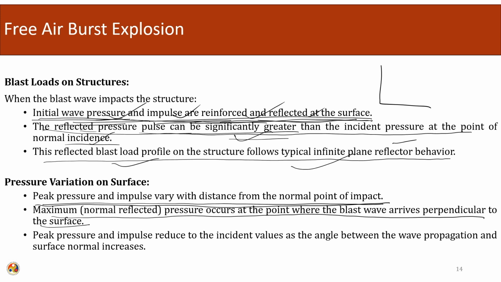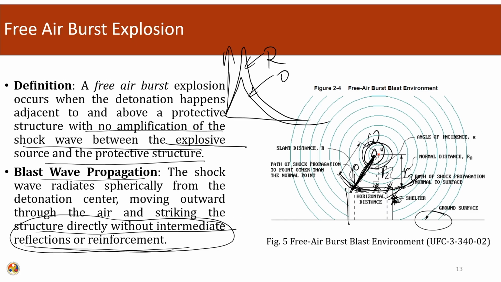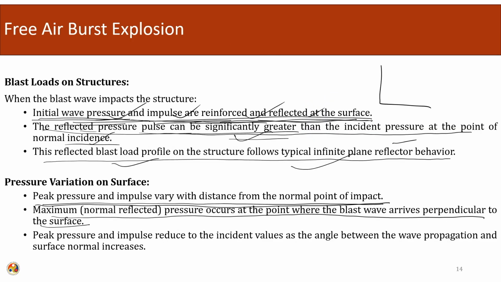Maximum or the normal reflected pressure occurs at the point where the blast wave arrives perpendicular to the surface. So, the maximum intensity of the reflected wave will be at this point. Why at this point? Because here the travel distance is minimum. So, since the travel distance is minimum, the maximum intensity of the reflected pressure will be recorded here only.